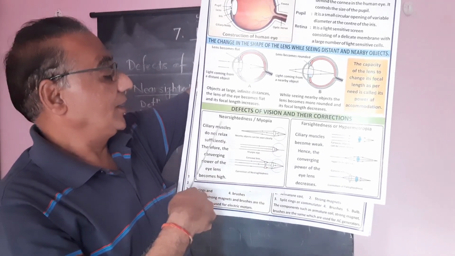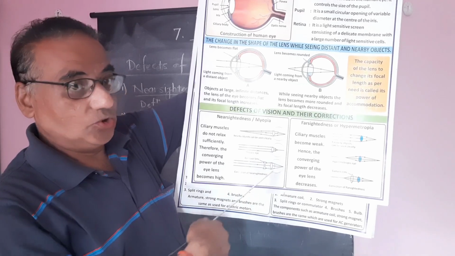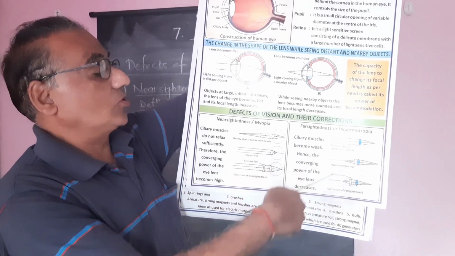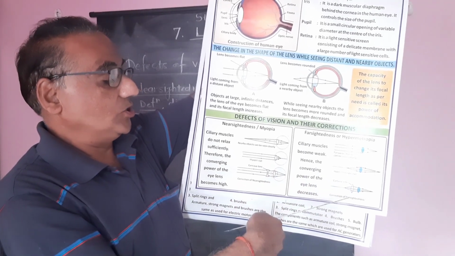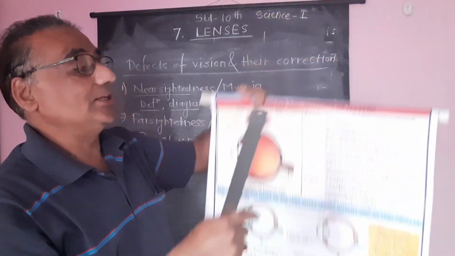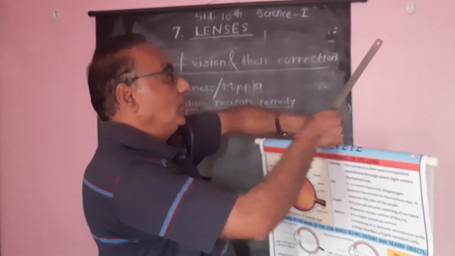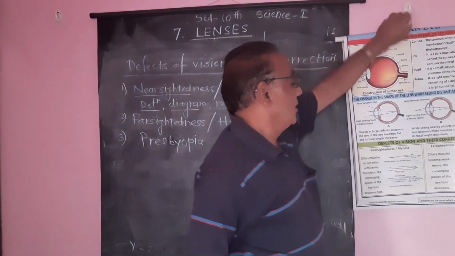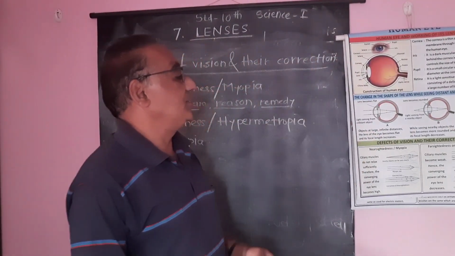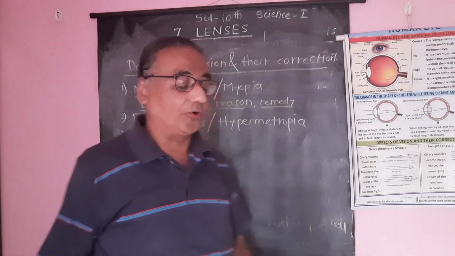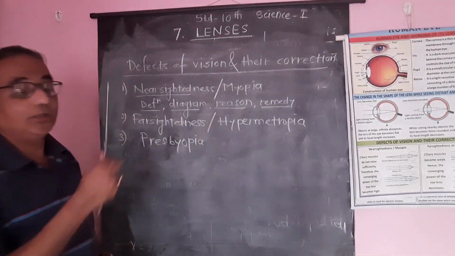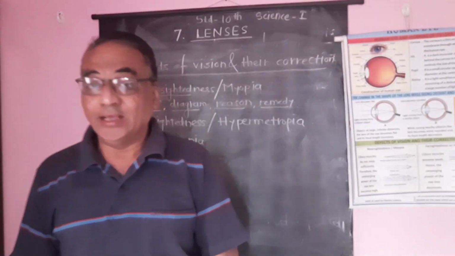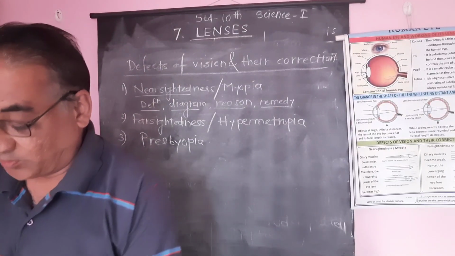Here, in case of myopia a concave lens is used, and in case of hypermetropia a convex lens is essential. With the help of concave and convex lenses we can easily remove defects of vision like myopia and hypermetropia. Now let us consider the third defect of the eye, presbyopia.